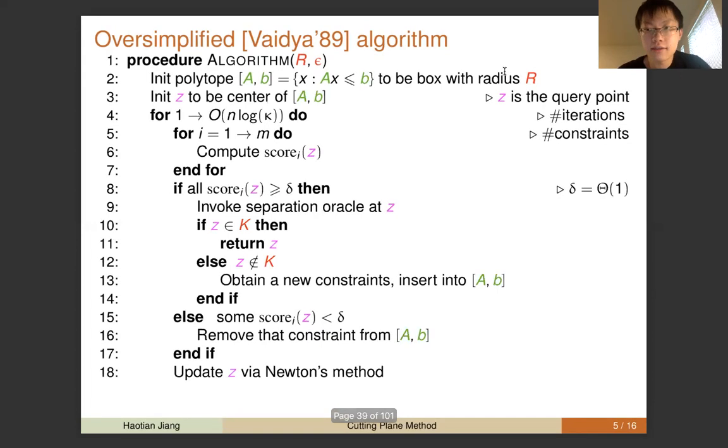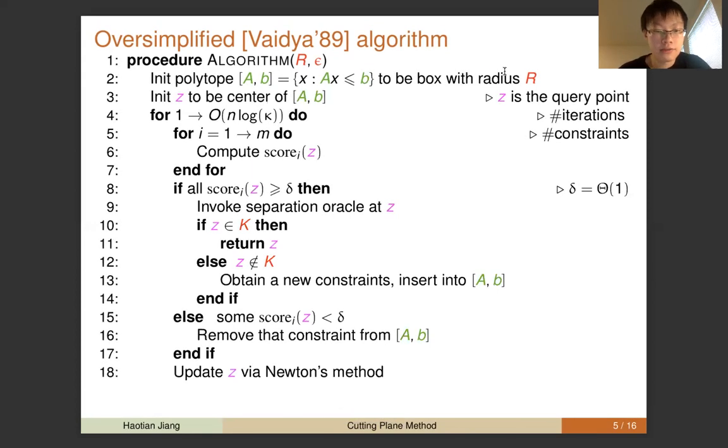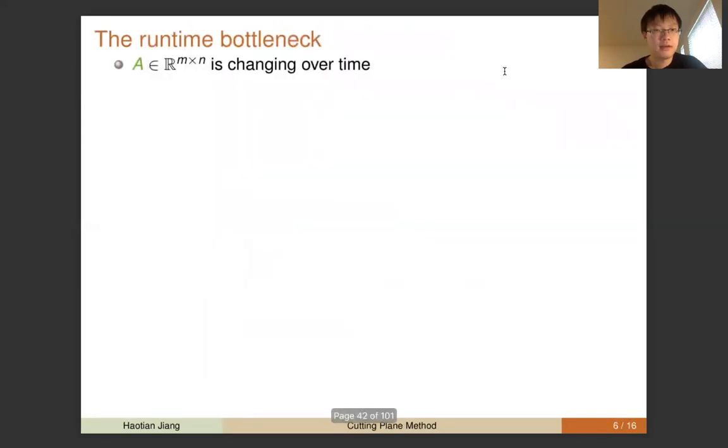And in either case, because the polytope has either one more constraint added or one constraint removed, the center, which is the approximate volumetric center, is updated via Newton's method. Okay, that's basically the entire algorithm. So now let's see what the runtime bottleneck for this algorithm is.